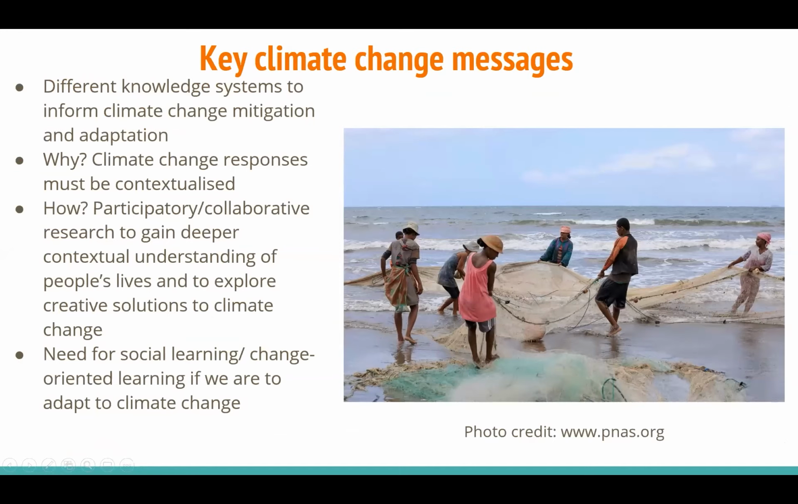that different knowledge systems do need to inform climate change mitigation and adaptation. Why is this? Climate change response needs to be contextualized, so it can respond to the realities of people who are actually seeing climate change on a first-hand basis and experiencing it. And then the how is really using participatory collaborative methodologies to gain a deeper understanding of people's lives, and then to together explore creative solutions to the issues presented by climate change.